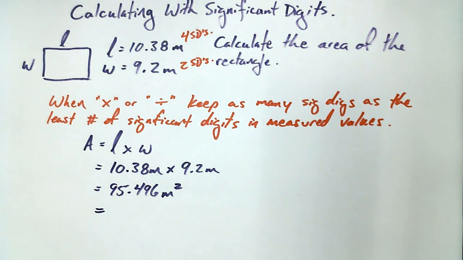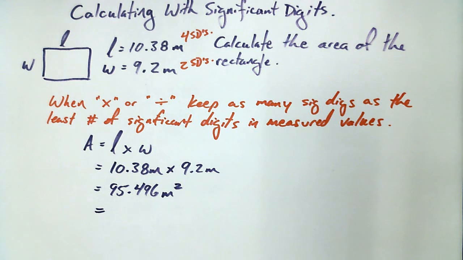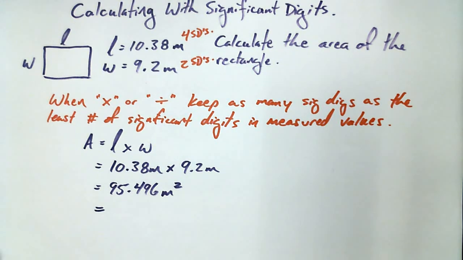And I'd like to round this off. So according to this rule, we say that when we're multiplying and dividing, we round so that the rounded value is consistent with the least number of significant digits in the given measured values. Which one is the least? 4 or 2? 2. Easy. How many digits should I round this to? 2. Okay. 95.496. Which should it round out to then? Yeah, let's round it first, though.